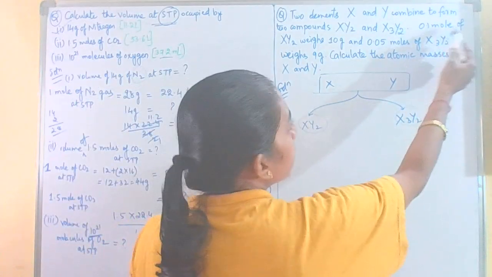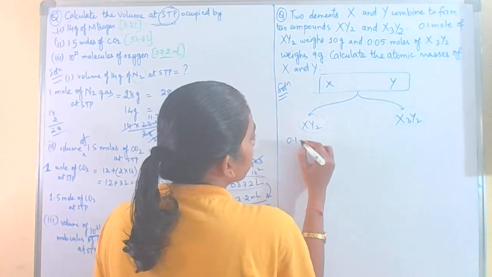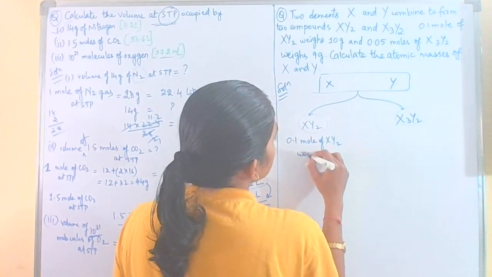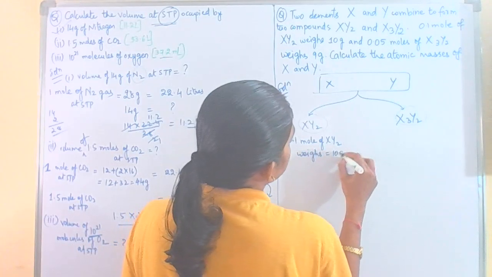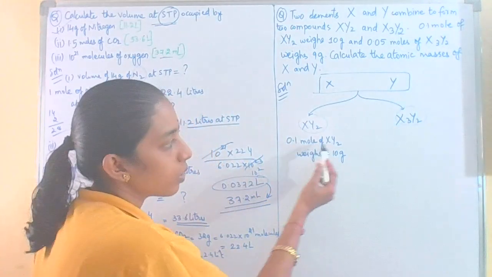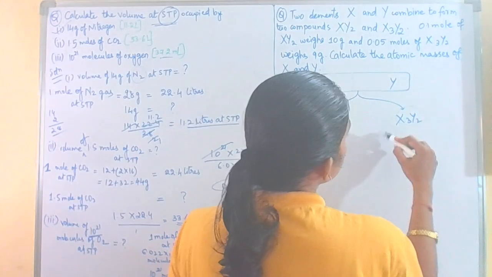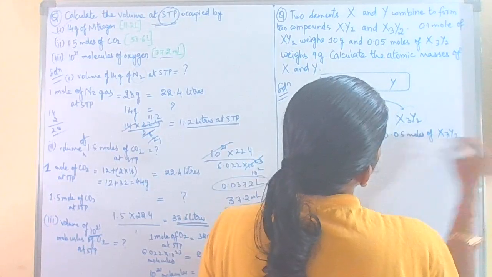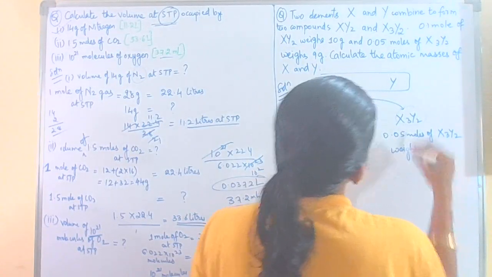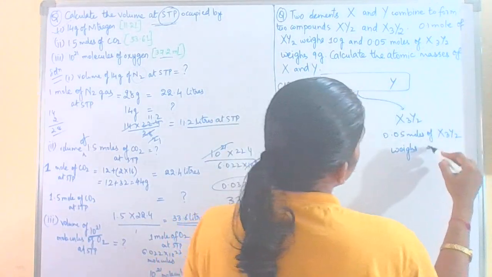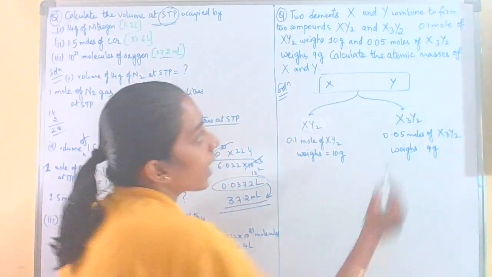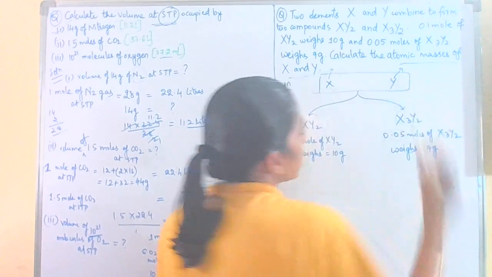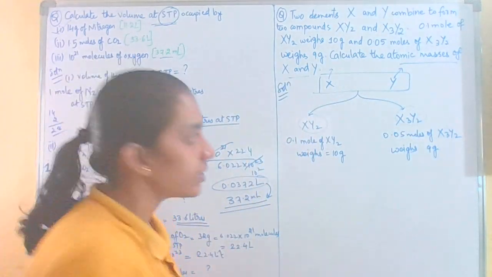Now, 0.1 mole of XY2 weighs 10 grams. They have given the mass of 0.1 mole of XY2, and 0.05 moles of X3Y2 weighs 9 grams. See, X3Y2 weighs 9 grams. You have to calculate the atomic masses of X and Y separately. What is the atomic mass of X? What is the atomic mass of Y? You have to calculate them separately.